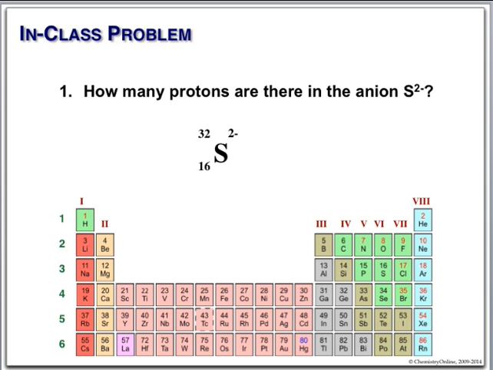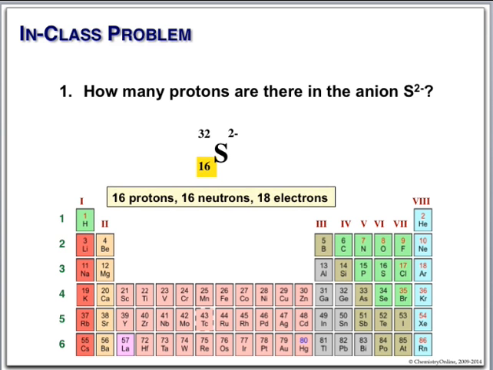Now, how many protons does it have? That's the atomic number, isn't it? Doesn't matter if it's an anion. So the question really should be, how many protons are there in sulfur? It's just its atomic number. I'm going to skip this next question because we did it already.